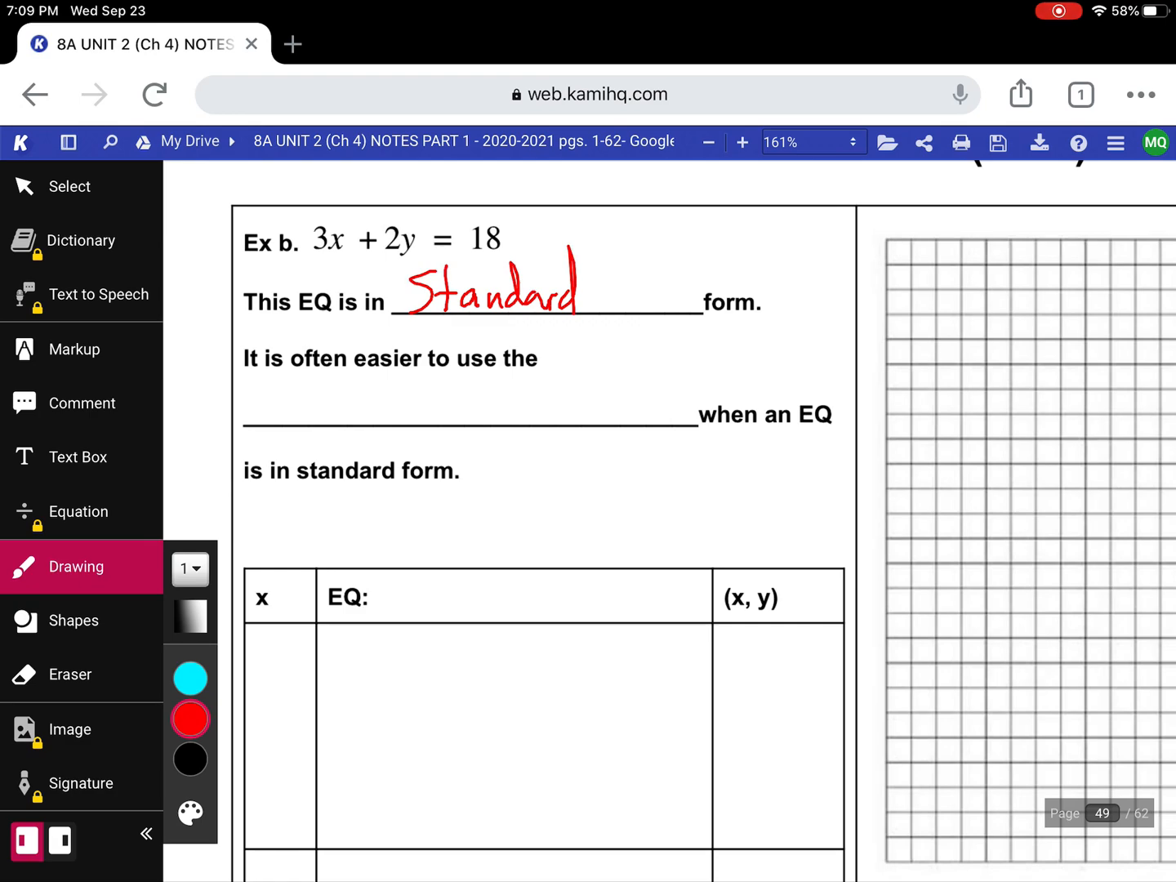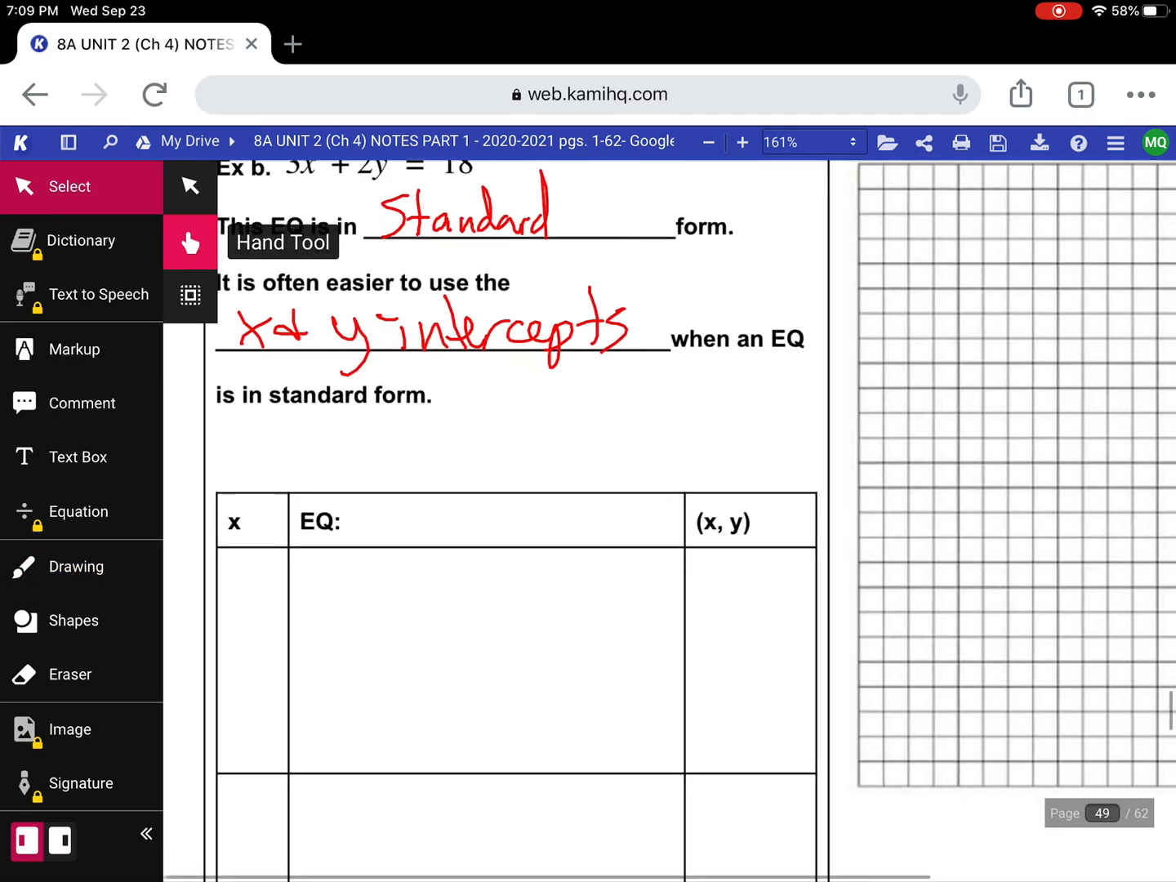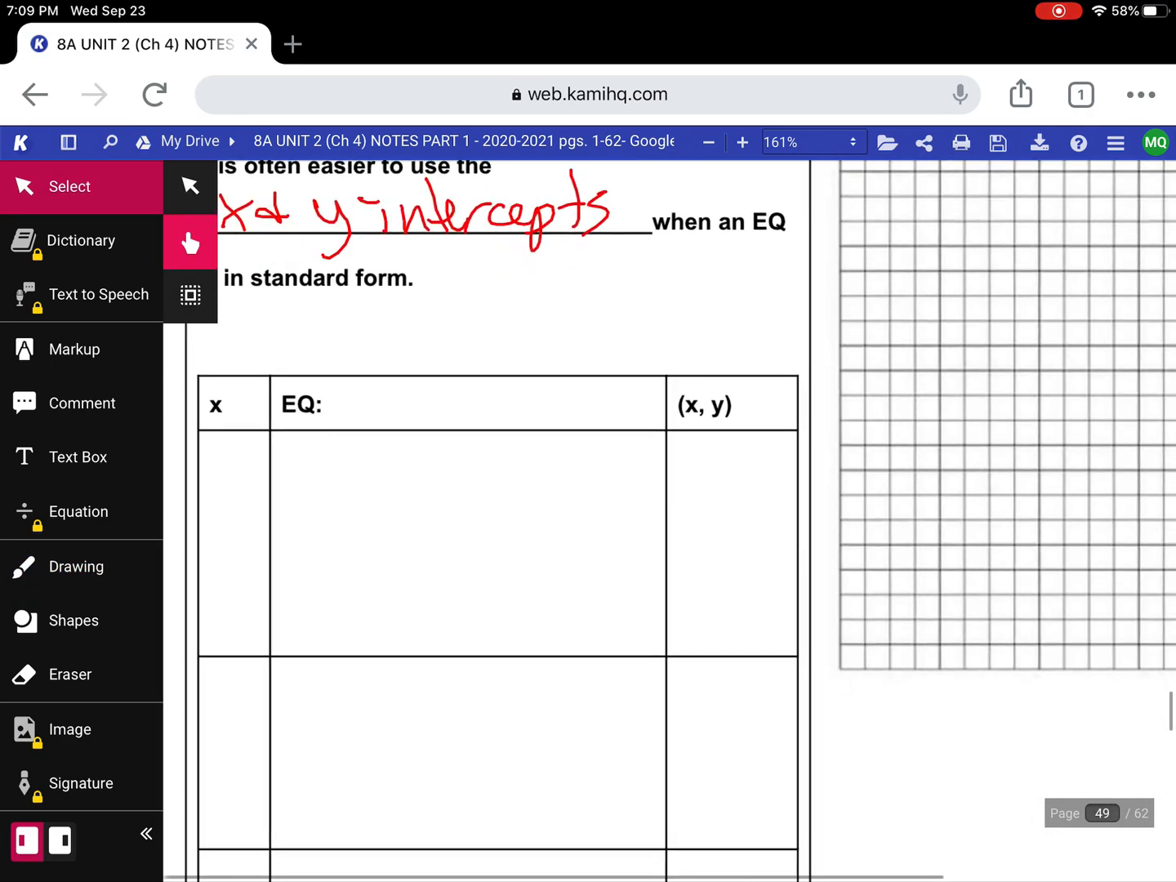It is often easier to use the x and y intercepts when an equation is in standard form. It is so much easier than trying to convert that into slope-intercept. So we're going to do that. I always start with my y-intercept. Your y-intercept is when x is 0.